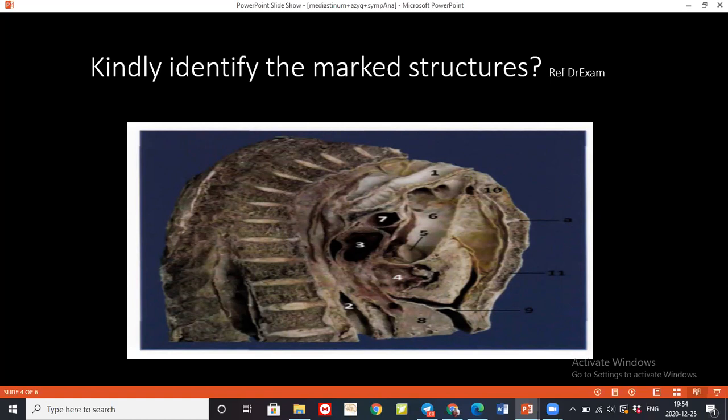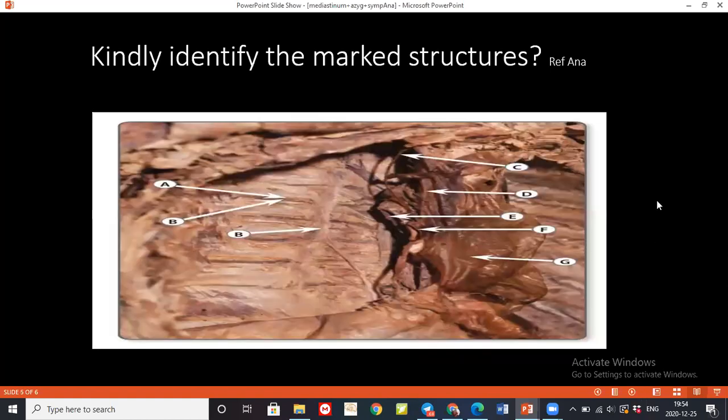Can you please identify the structures here from A to G? What is A pointing at? The intercostal artery. Okay. And then next, B, this is the sympathetic trunk. A is the right intercostal vessels, artery and vein. B is sympathetic chain, yes. And C, please. This is the right phrenic nerve.